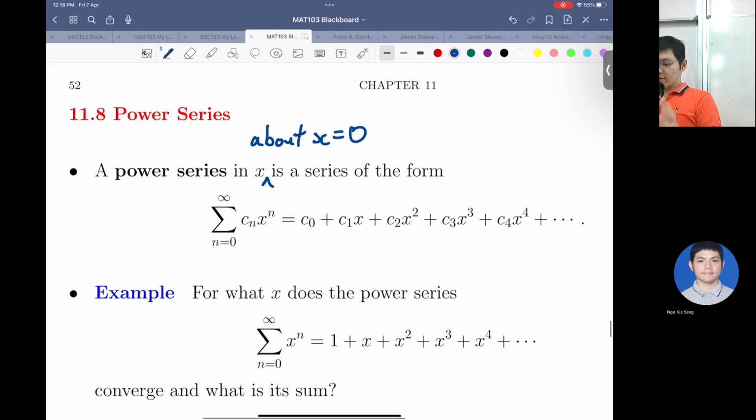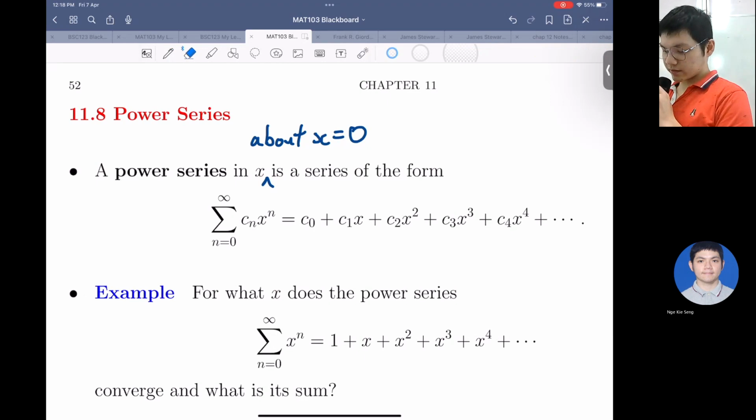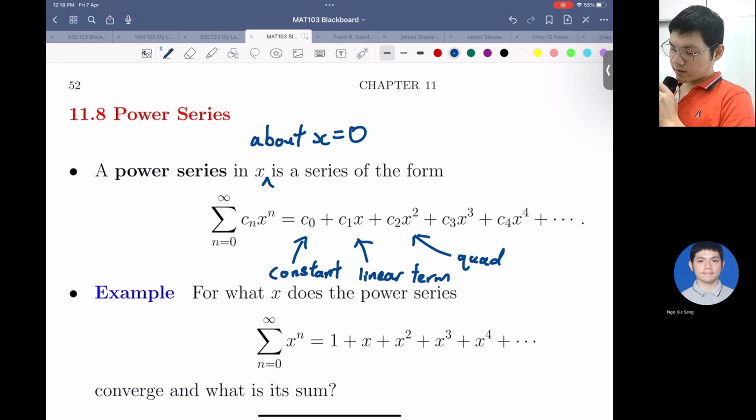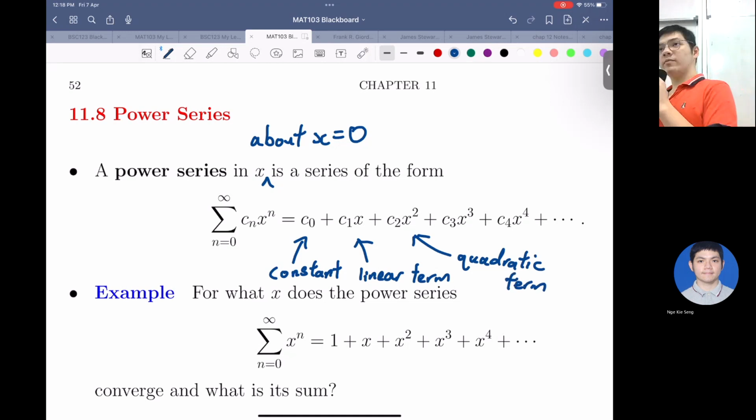So you start with a constant term. Then a linear term. Okay. And then a quadratic term. And then you keep going, up to cube, to the power 4, 5, 6, 7, 8, 9. Okay. So power series is a specific series.